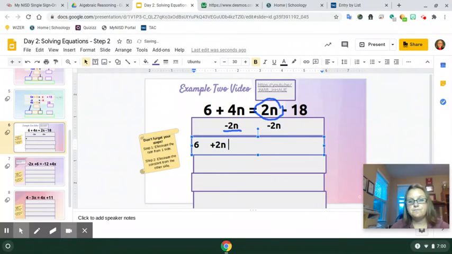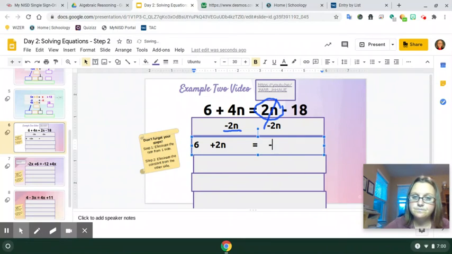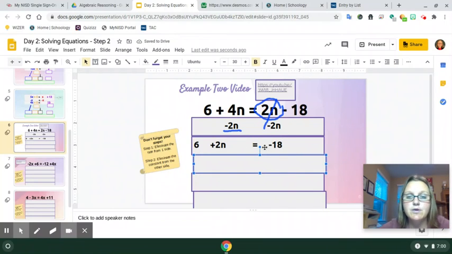Positive 2n. Okay, then my equal sign follows down to the next step always. I have 2n minus 2n. 2n minus 2n cancels out. It eliminates. And then we're left with negative 18 on the right side. Okay, once you get to this step, you're on to the 7th grade level problem.